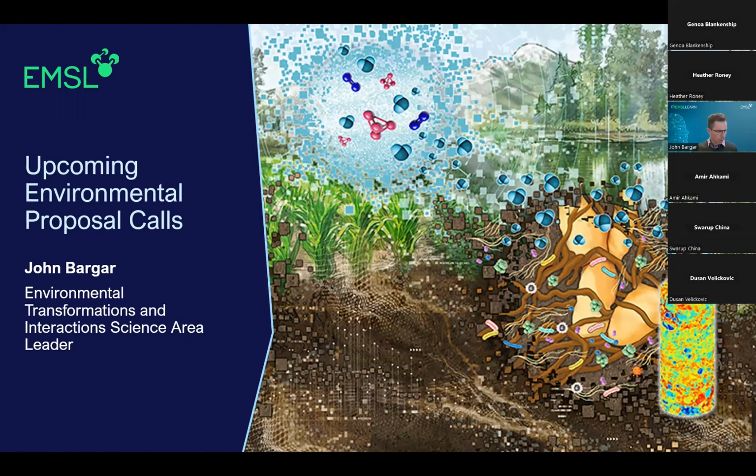Great, thanks very much, Jenna. So I'm John Bargar. I'm the science area lead for the Environmental Transformations and Interactions Group. And by way of introduction, first of all, happy Thanksgiving. Second of all, there are 4 different types of proposals that I'll be showing today. I just have 5 slides, 1 slide for the intro, basically, and 1 slide for each of the proposal types.